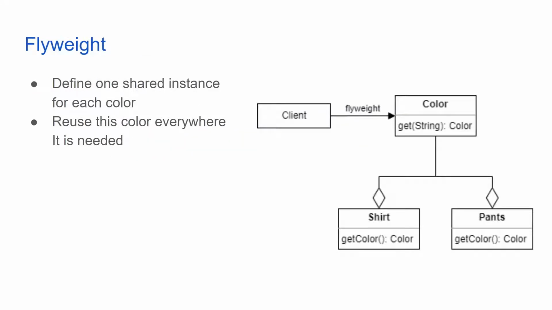So here's the UML diagram. It's quite small. So as you can see, we have a shirt and pants. They both have color. And then we have one color class. And as you can see, there is a get method on this with a string. This method will be providing us the colors and will also automatically handle for us this sharing of different colors. So if I ask it for a red color multiple times, it will give me the same red color back each time. All right, so let's go over to IntelliJ and see how we implement this flyweight design pattern.